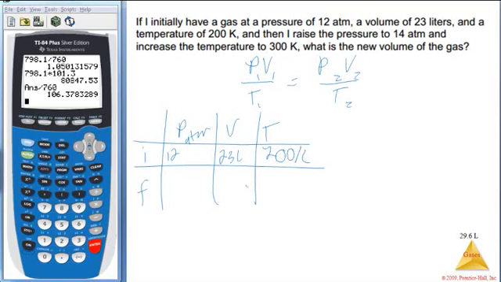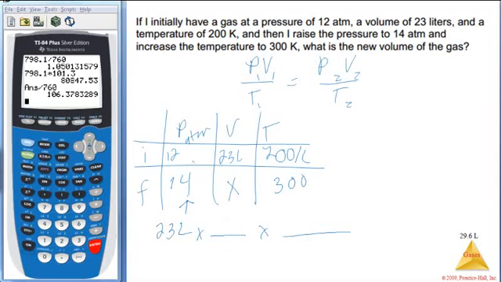I raise the pressure to 14 atmospheres, increase the temperature to 300 K, and the question is what happens to the volume of my gas. So I start with my volume, and then I think through what kind of factors I need for pressure and temperature. If I increase my pressure, it's going to make the volume go down.